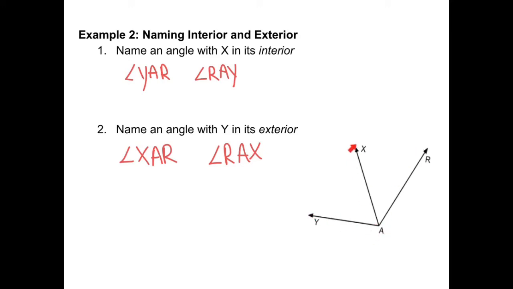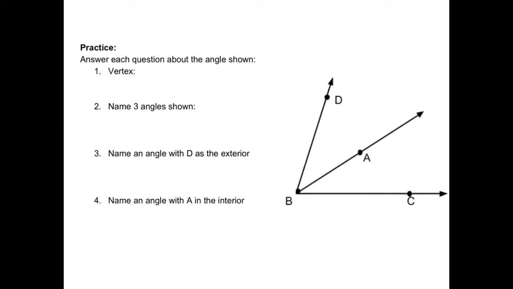So you have to say angle XAR or RAX, where Y is on the exterior. Go ahead and pause the video and try these on your own. You are finding a vertex, naming 3 angles, naming an angle with D as the exterior, and naming an angle with A in the interior.